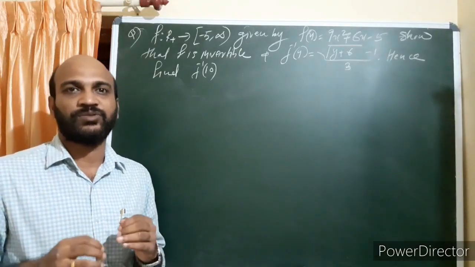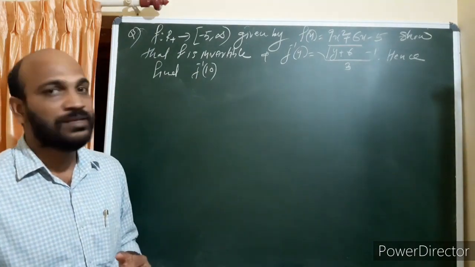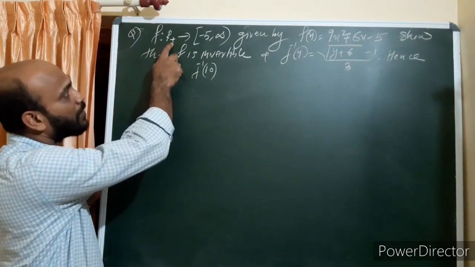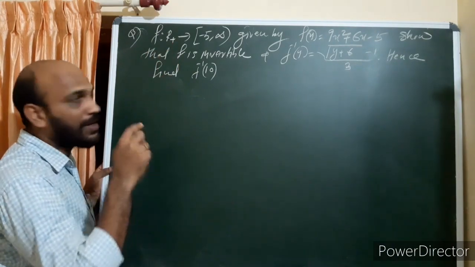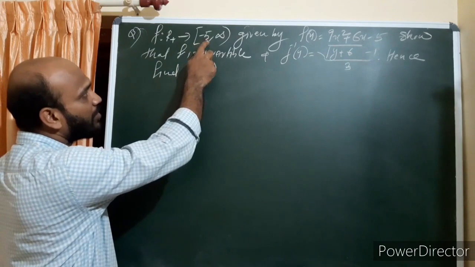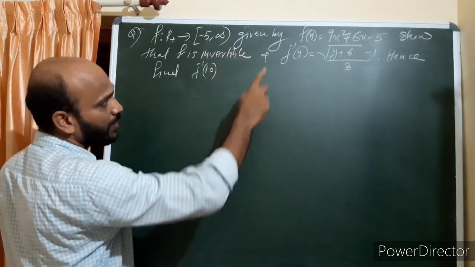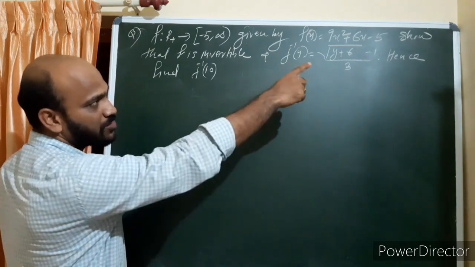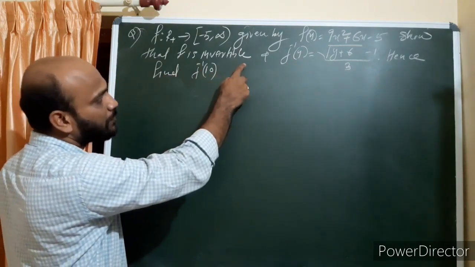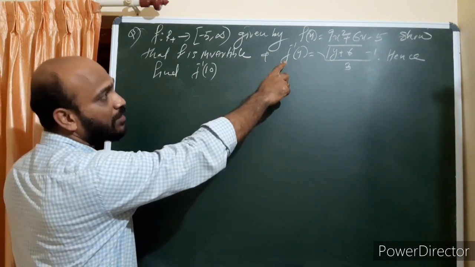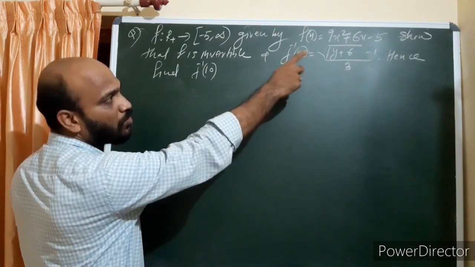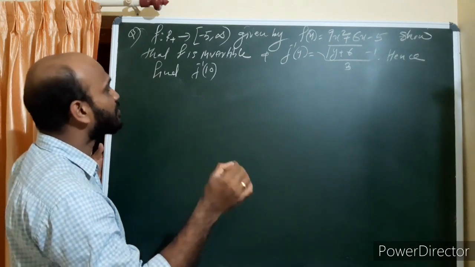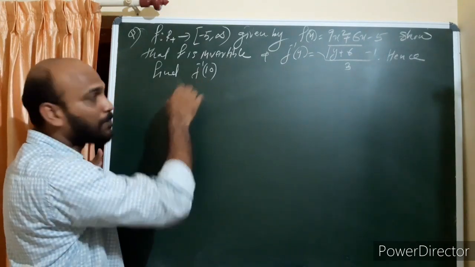Now consider the next question. This is a very important question and I will read it for you. A function f from R plus, means the set of all positive real numbers, to [minus 5, infinity), given by f of x equal to 9x square plus 6x minus 5. Show that f is invertible, and you have to show that f inverse of y equal to (root of y plus 6 minus 1) by 3. Hence, find f inverse. This is a sub question.